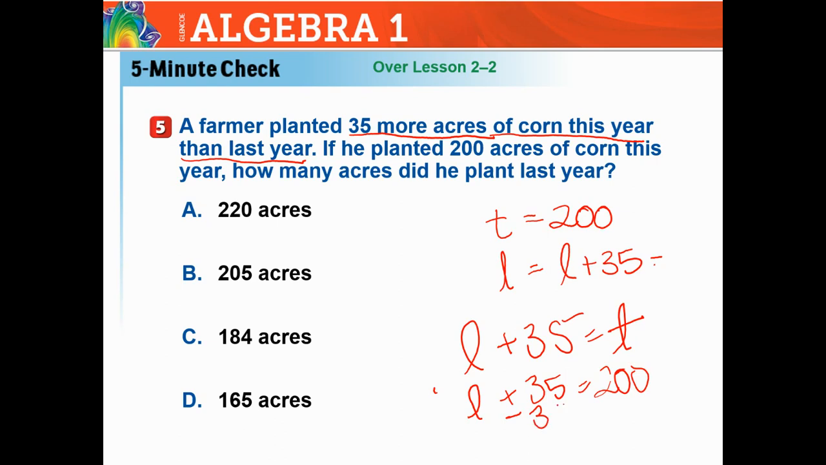And so we're going to subtract 35 from both sides. And when we look at our problem, it's definitely not A, not B. 35, 5 to get to 10 is going to be D.